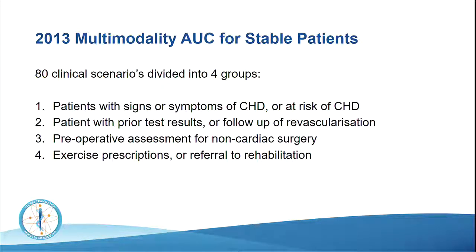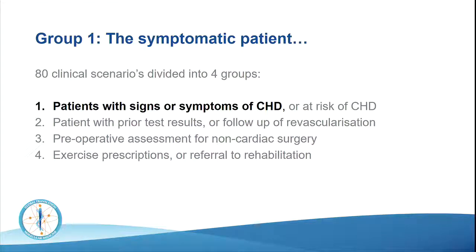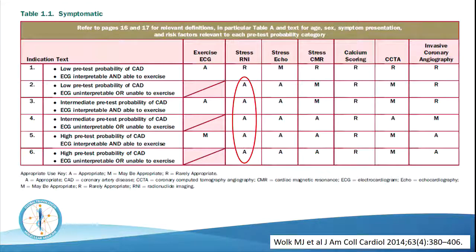80 clinical scenarios were divided into 4 groups: patients with signs or symptoms, or patients at risk of coronary heart disease. The second group were patients with prior test results or follow-up of revasc, and then pre-op evaluation and patients being referred for exercise programs. So let's have a look at the first group.